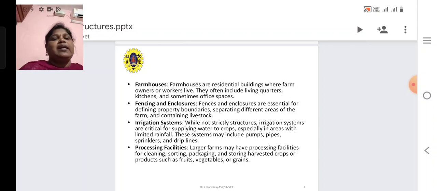Fencing and enclosures. Fences are essential for protecting from different weather conditions and from animals hunting, so that we have boundaries separating the different areas of the farm and containing livestock. Irrigation systems. While not strictly structures, irrigation systems are critical for supplying water to crops, especially in areas of limited rainfall. The systems include pumps, pipes, sprinklers, and drip lines.